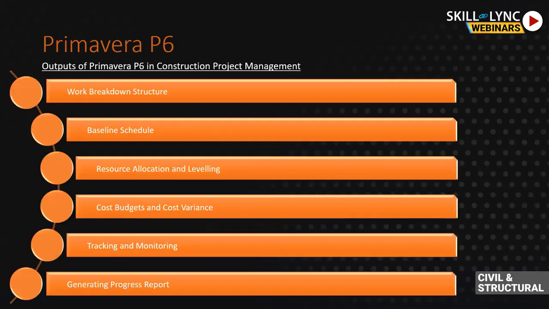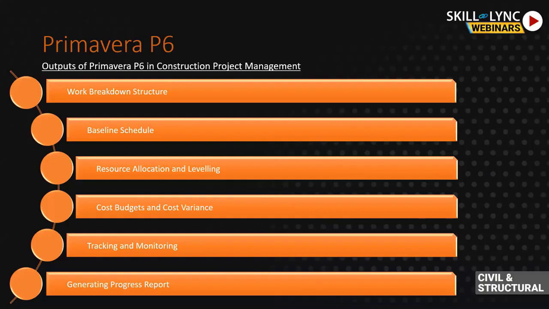So of all those functions that we learned, now what are the basic outputs that we get? Coming into a more construction and industry oriented output of Primavera P6 in construction project management, we get the WBS, the work breakdown structure. We get the baseline schedule that we have talked about before. We get the project resource allocation and leveling, all the resources, be it manpower, equipment, material, whatever is being used there. And also we get the cost budgets and variances.